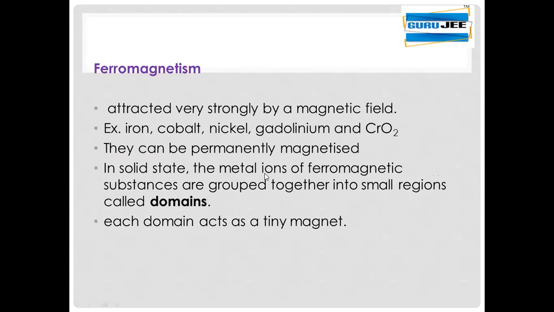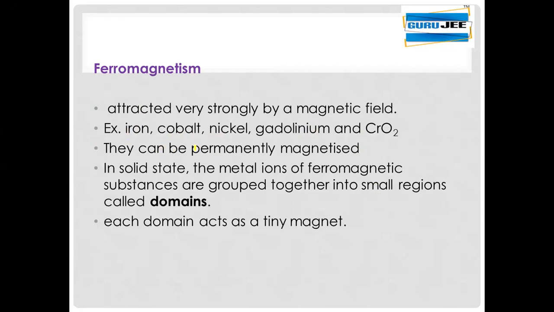Third type of substance is ferromagnetic substances. Ferromagnetic substances are attracted very strongly by a magnetic field. In the previous ones, that is paramagnetic and diamagnetic, the substances are weakly magnetized, but ferromagnetic substances can be strongly magnetized. The examples are iron, cobalt, nickel, gadolinium, and chromium dioxide. These are the best examples for ferromagnetic substances. Iron, that is Fe, in daily life we can see that it has some magnetic properties, isn't it? We can see it from our daily life.